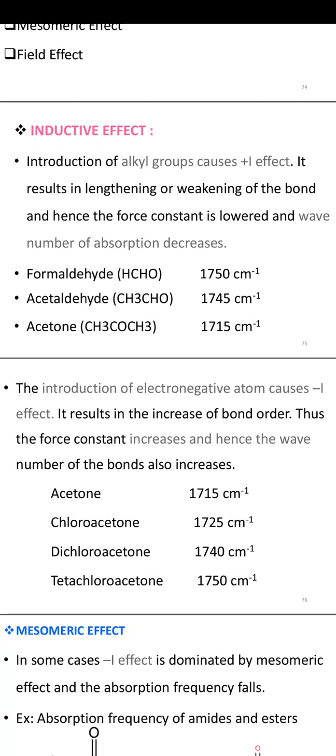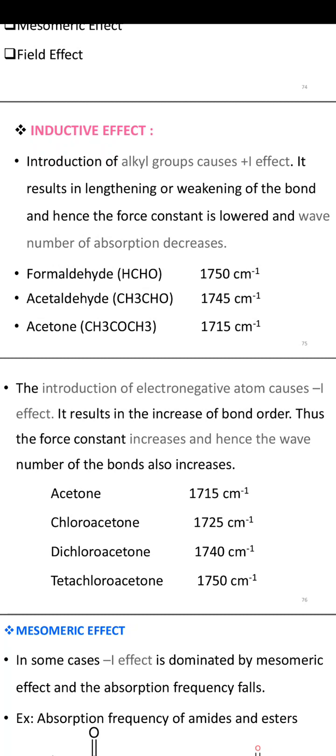Similarly, if electronegative atoms are there, it will lead to the negative inductive effect, where it increases the bond order, and because of that the force constant is increased. In the positive inductive effect the force constant was decreasing, which also led to a decrease in the wave number. Here the force constant will increase due to the presence of the electronegative atom.